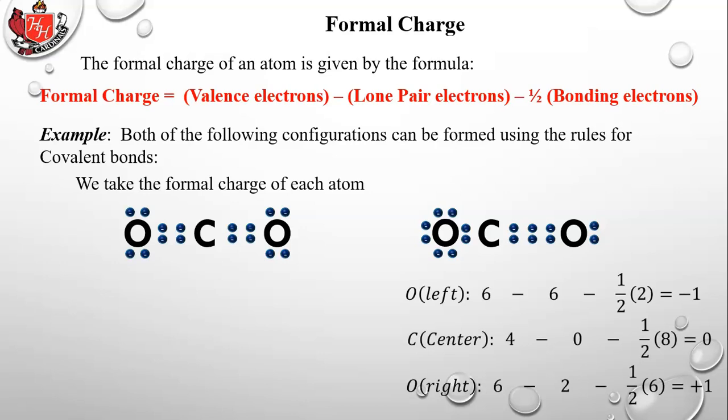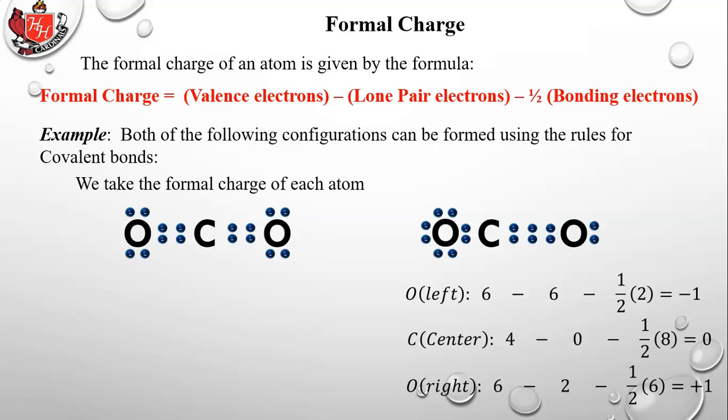So now we take all those and we see that we have a -1, a 0, and a +1. So since we have non-zero formal charges on 2 of those atoms, that means that configuration of carbon dioxide, the one on the right, is not as stable as the molecule on the left.